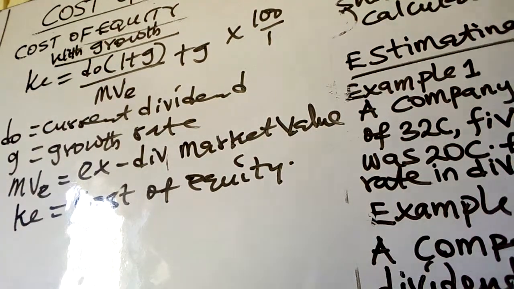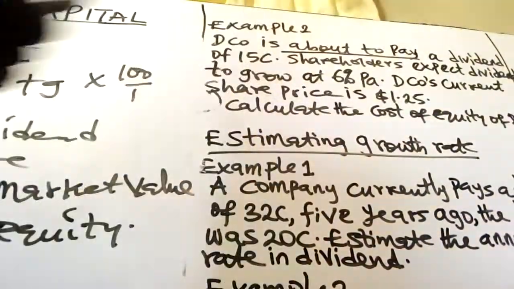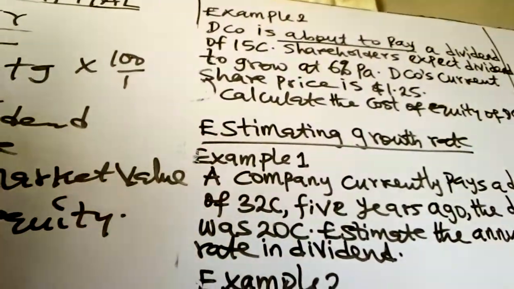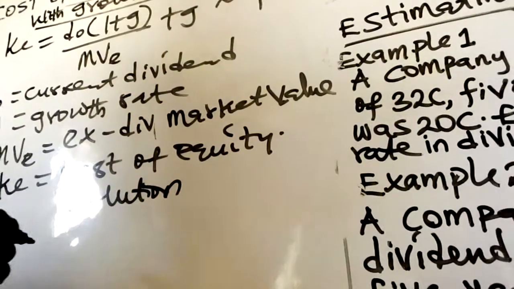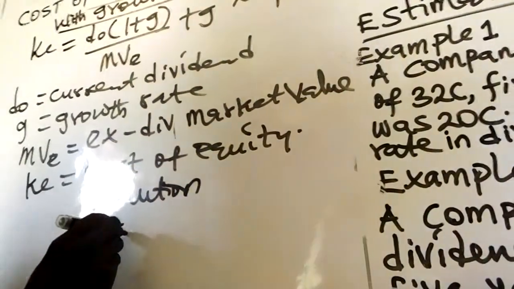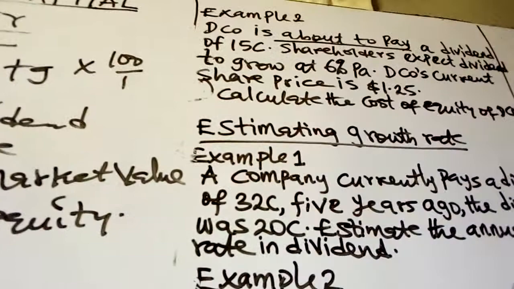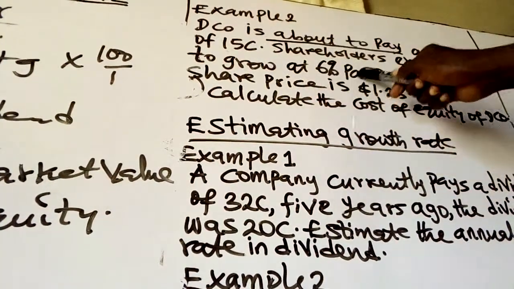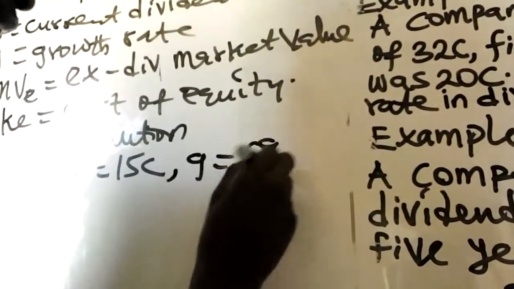You were told DCO is about to pay a dividend of 15 cents. That means DCO is having an outstanding dividend. So in that case, solution to example 2. The dividend D0 is 15 cents. Shareholders expect the dividend to grow at 6% per annum. That is the growth rate in dividend. The growth rate is 6%.